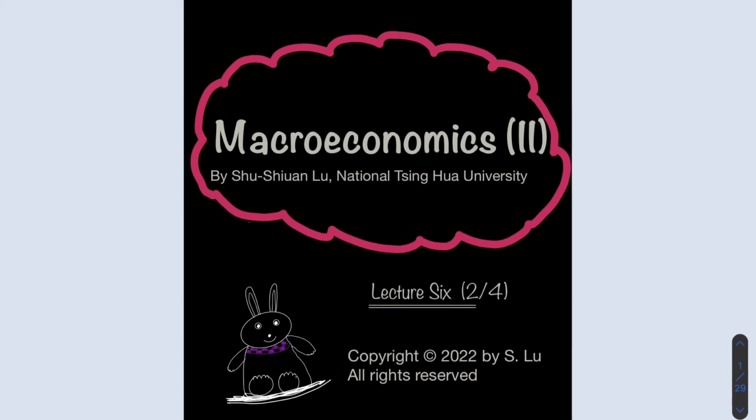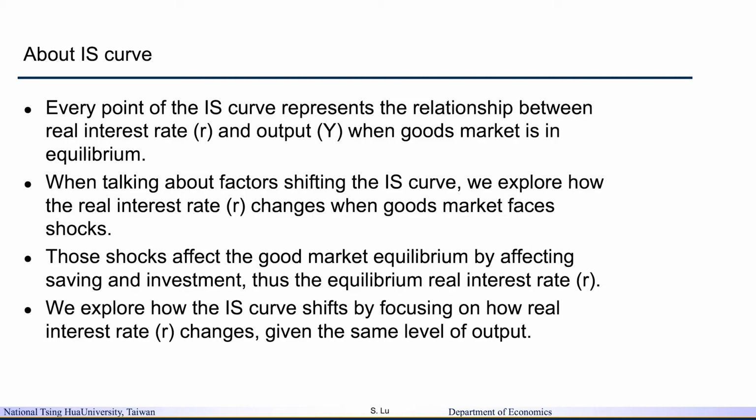Now we want to move on to the second topic, which is related to the factors that shift the IS curve. Similar to the full employment line, the IS curve is a curve plotted on a diagram with the vertical axis R and the horizontal axis Y, because the IS curve represents the relationship between R and Y when the goods market is in equilibrium.